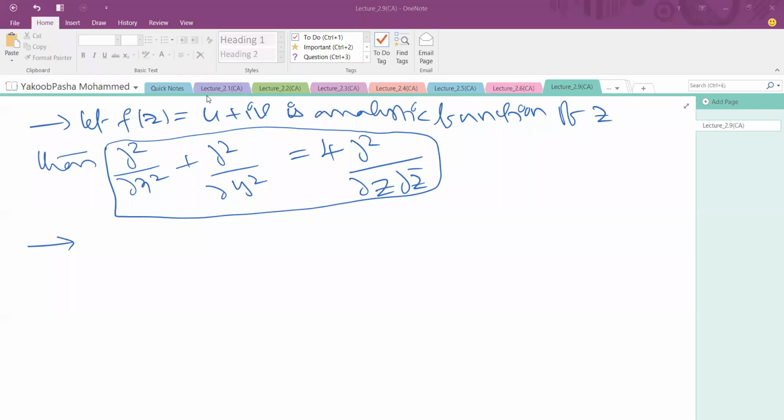Whenever the function f of z equal to u plus iy is an analytic function of z, then del square by del x square plus del square by del y square is equal to 4 times del square f by del z del z bar. And one more very important result here.